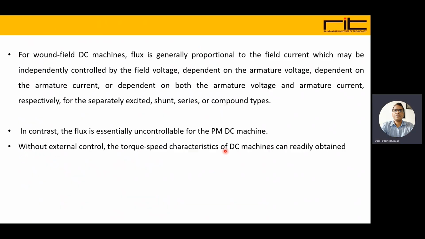For wound field DC machines, flux is generally proportional to the field current, which may be independently controlled by the field voltage, depending on the armature voltage, depending on the armature current, or dependent on both, for the separately excited, shunt, series or compound. So whenever a wound field is there, it can be controlled. In contrast, flux is essentially uncontrollable for permanent magnet DC machines. Without external control, the torque speed characteristics of DC machines can be readily obtained.